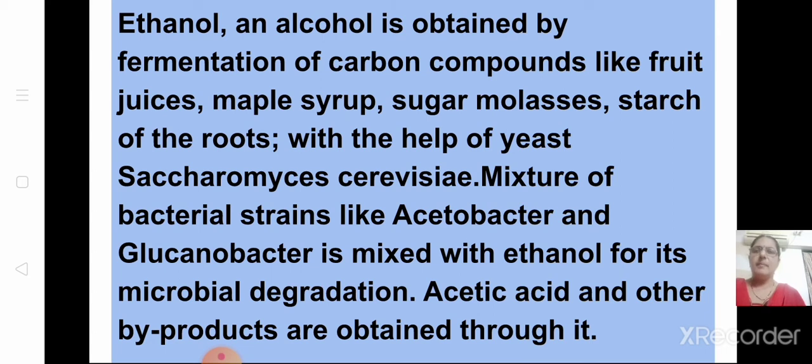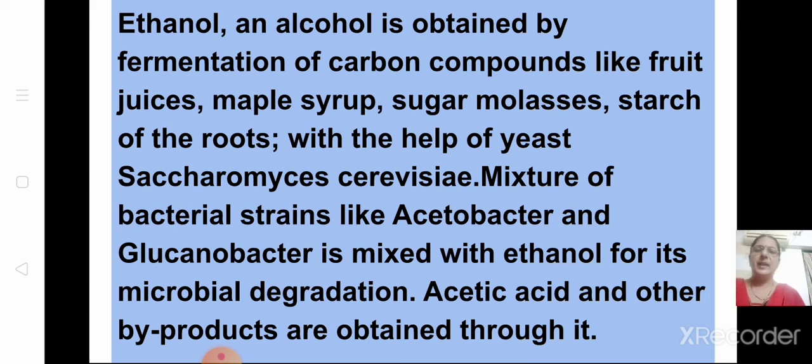Then a mixture of bacterial strains like Acetobacter and Gluconobacter is mixed with ethanol. What is the second step? A mixture of bacterial strains like Acetobacter and Gluconobacter is mixed with ethanol for its microbial degradation. What was the first step, children? Ethanol, an alcohol, is produced by the fermentation of carbon compounds like fruit juices, etc., with the help of yeast called Saccharomyces cerevisiae. This is the first step. Then the second step, a mixture of microbial strains like Acetobacter and Gluconobacter is mixed with ethanol. Okay, it is mixed for microbial degradation.